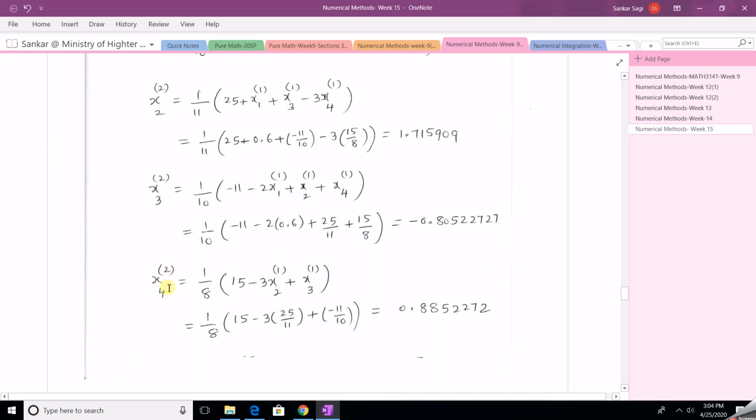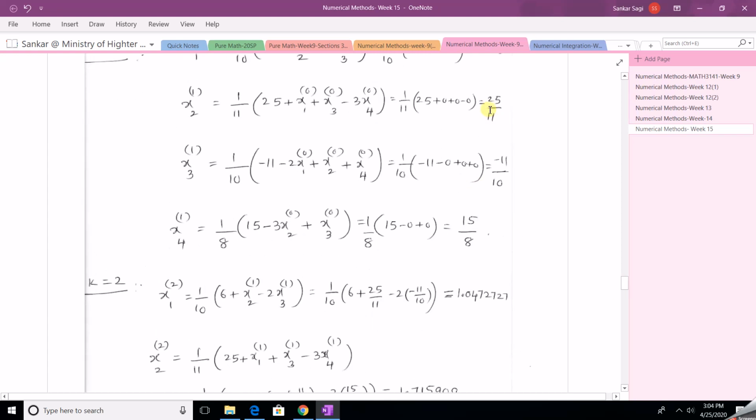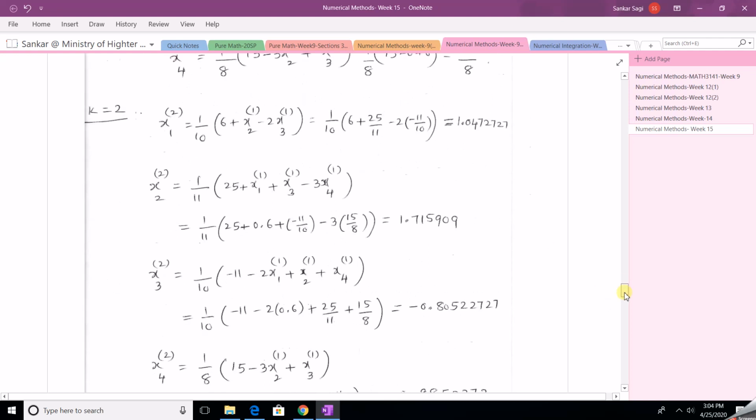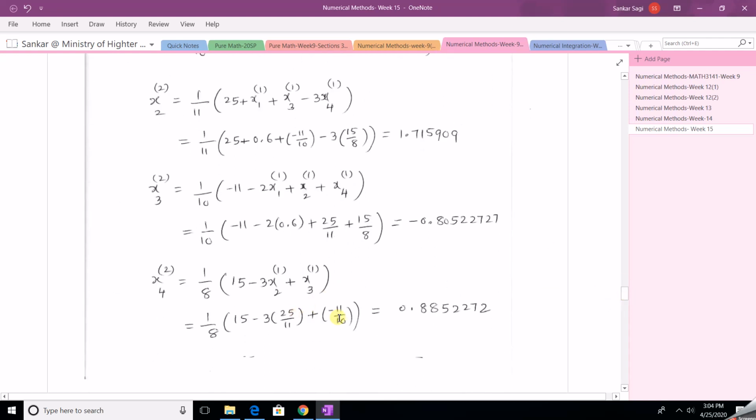The last one, second approximation of x4. x4 with 2 in brackets gives the second approximation of x4, which is obtained using first approximation values of x2 and x3. So you substitute the first approximation values here, the x2 value and the x3 value. If we substitute here and simplify, you get this. Thus we got the second approximate values of all x1, x2, x3, x4.